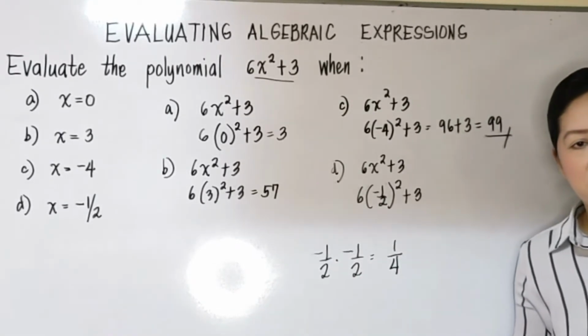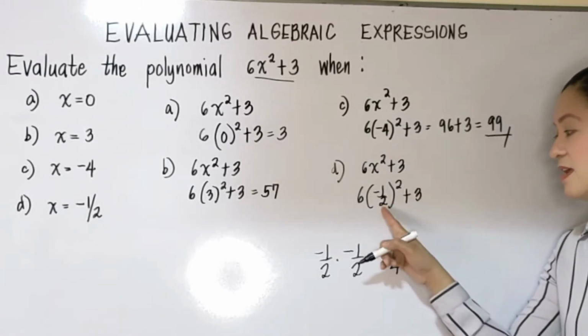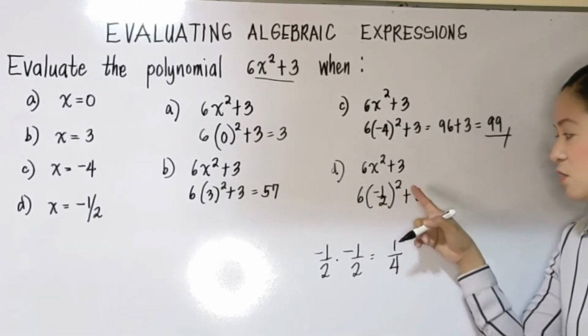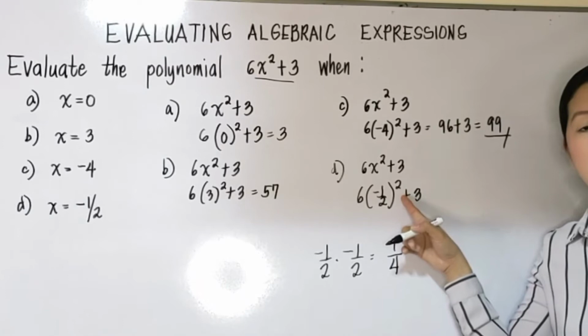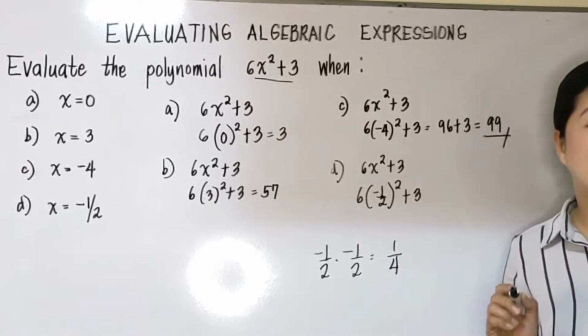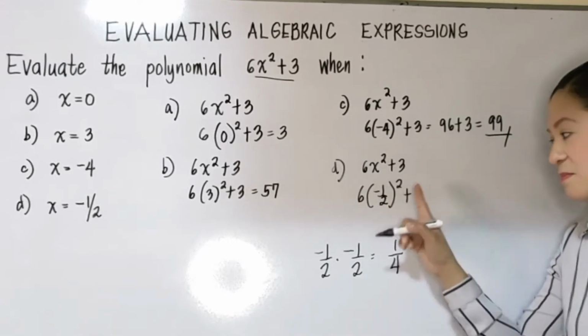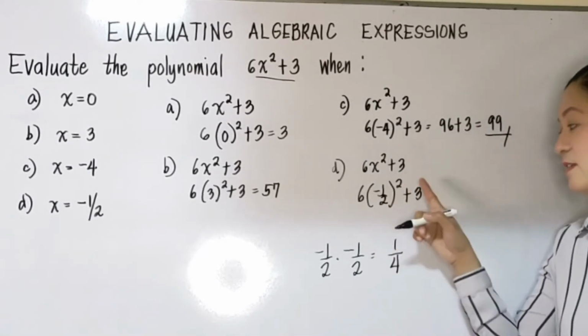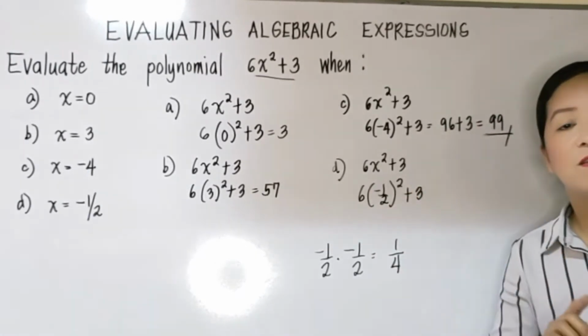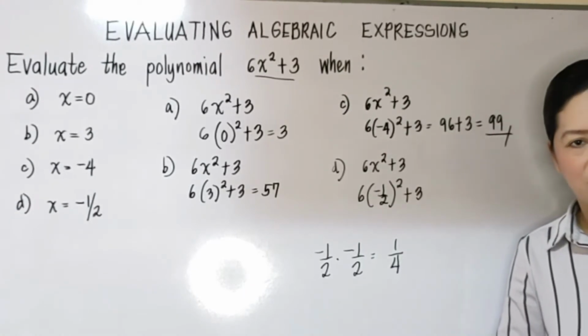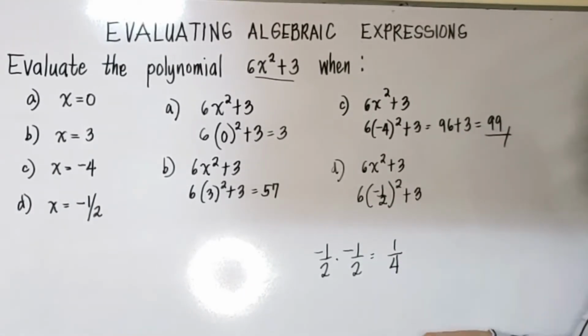Guys, you have to remember, if your base is negative and your exponent here is even, the sign of the answer is always positive. Okay? If the base is negative and the exponent is odd, the sign of your answer is negative. Okay? So let us continue.